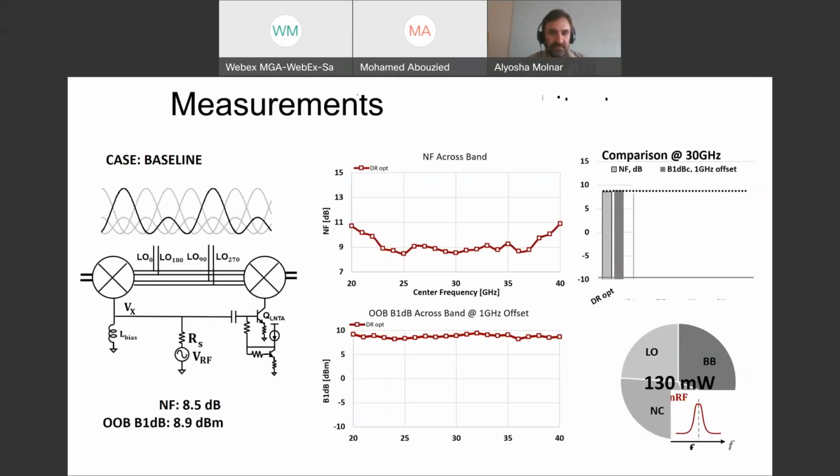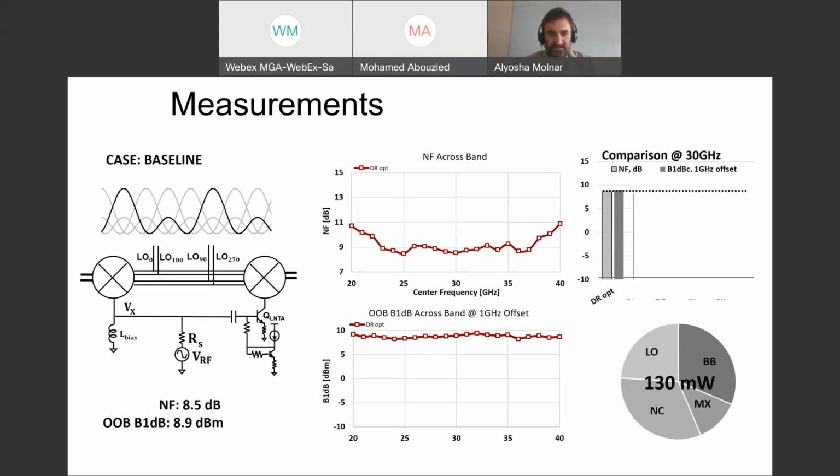I'll skip ahead. So we built it. If we actually measure this system, what we find is that when everything's working together, we can tune from 20 to 40 gigahertz. We get a noise figure of about 9 dB, which is not great, but not bad given the frequency we're at and given that we're doing such a wide tuning range. We also get really good out-of-band linearity. We have about a plus 9 dB B1 dB out-of-band blocker tolerance.